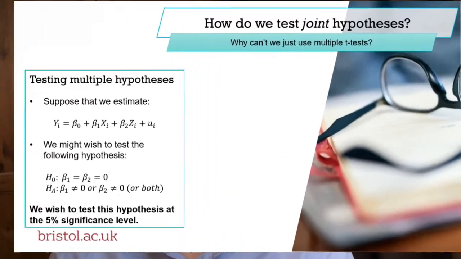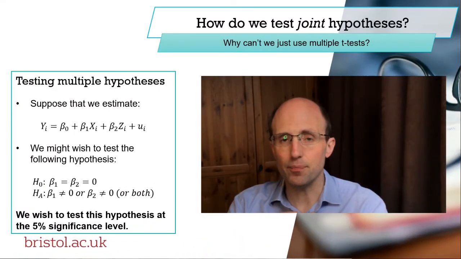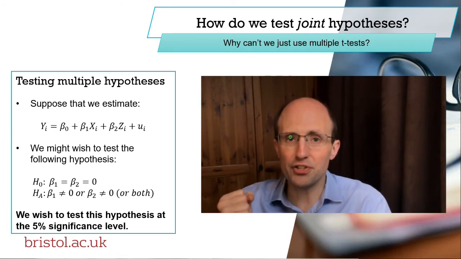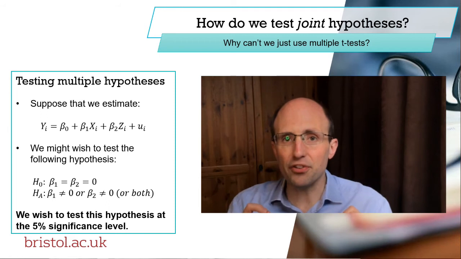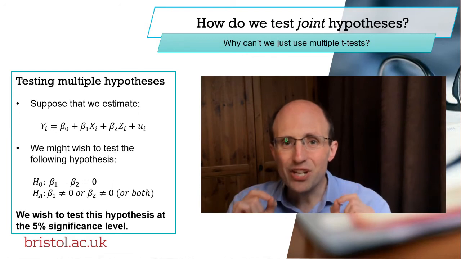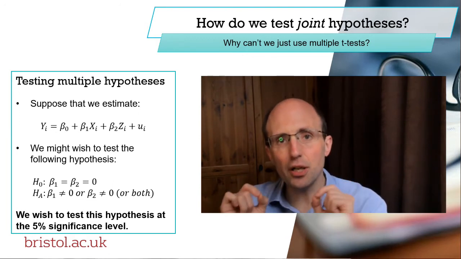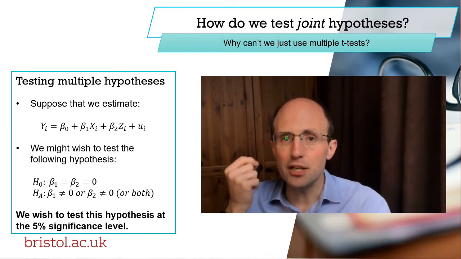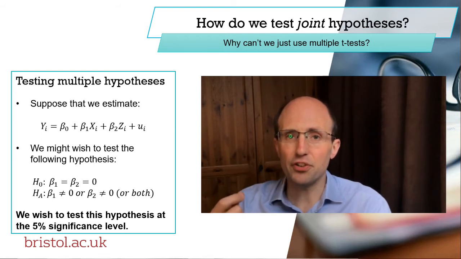So let's suppose you're trying to estimate the relationship between y, x and z, and you want to test the null hypothesis that neither x or z have any impact on the dependent variable y. Now that's equivalent to saying that beta 1 is equal to beta 2 is equal to 0. So our null hypothesis here is that beta 1 is equal to beta 2 is equal to 0. Now we want the significance level of our test to be 5%. So in other words, we want, if the null hypothesis were true, to only reject that null hypothesis 5% of the time.